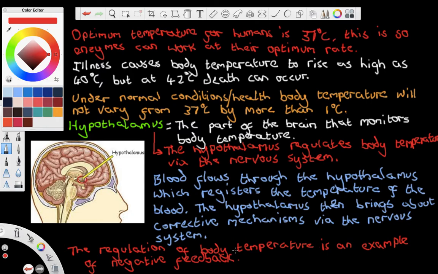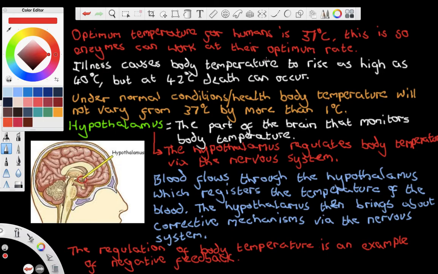Okay? So we've got that the optimum temperature for humans is 37 degrees Celsius. This is how enzymes work at their optimum rate. We've said that your body can rise to as high as 40 degrees Celsius when you're ill, but at 42 degrees Celsius, you're pretty much done for. You're going to die, okay? Under normal conditions or in normal health, your body temperature will not vary by more than 1 degree Celsius. So it will only ever rise to 38 and it will only ever drop to 36.